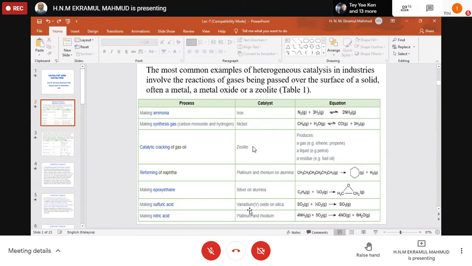Sulfuric acid is made by the reaction using vanadium oxide on silica. Look at it. Not alone, silica on top of this, vanadium oxide is used. Okay, making nitric acid, platinum and rhodium is used. Right, from this nitric acid will be formed later.